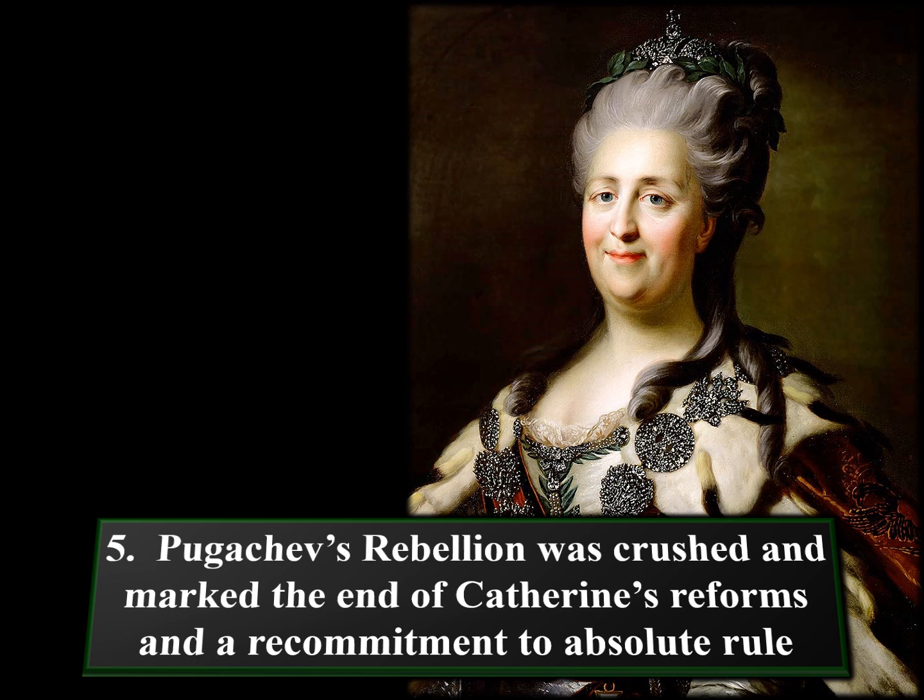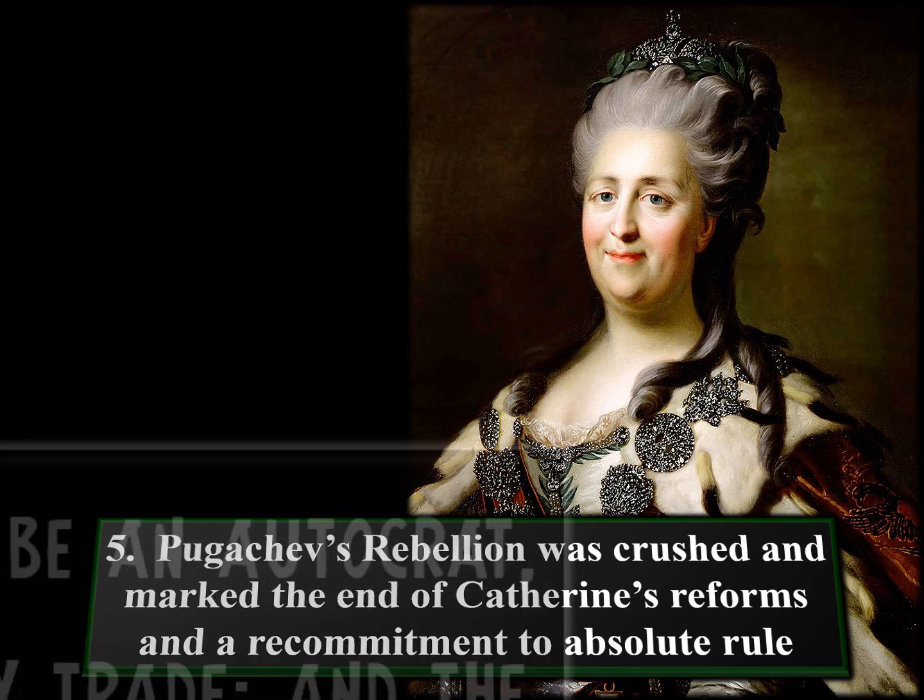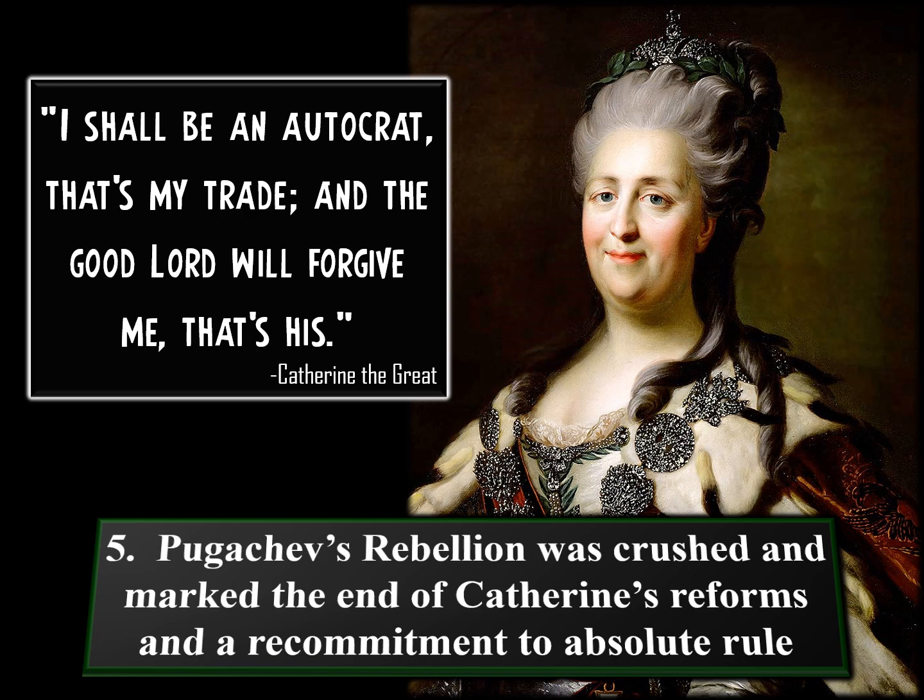Pugachev's rebellion was crushed and marked the end of Catherine's reforms and a recommitment instead to absolute rule in Russia. She says, "I shall be an autocrat, that's my trade, and the good Lord will forgive me, that's his." So she wanted to be an enlightened despot, but ultimately after this test, she said, "Nope, I will be an autocrat, the Lord will forgive me."